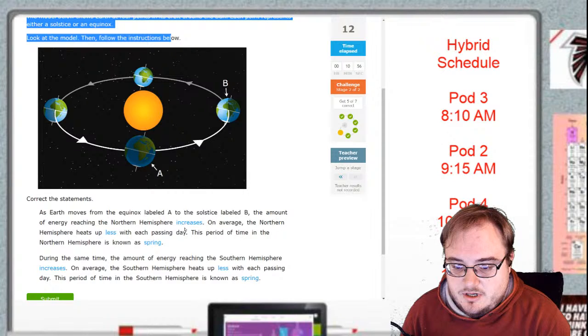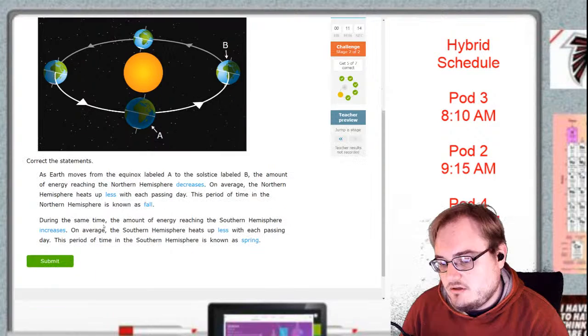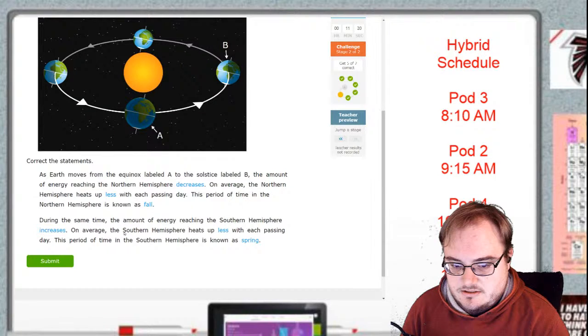This period of time in the northern hemisphere is known as fall or autumn. Only those 2 options. Winter are going to be thrown in there. During the same time, the amount of energy reaching the southern hemisphere increases. Yes, because they're going to summer. On average, the southern hemisphere heats up more with each passing day. This period of time in the southern hemisphere is known as spring. Eventually, and then we'll go to B, summer.